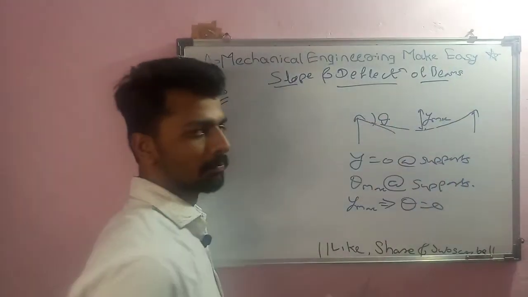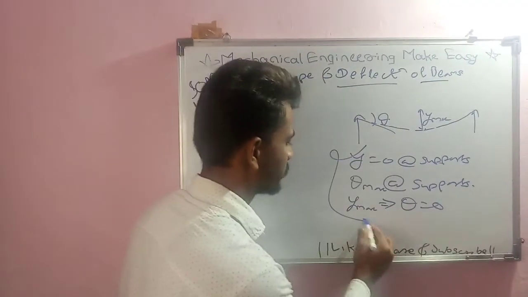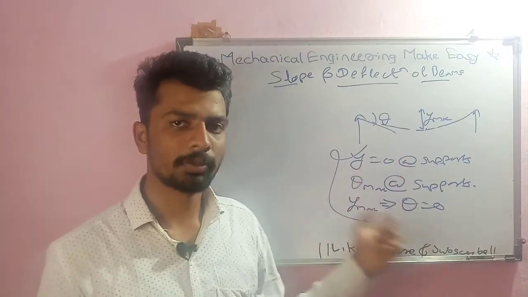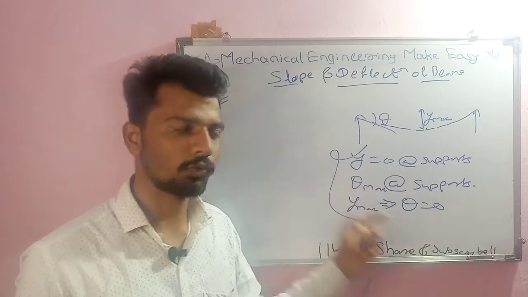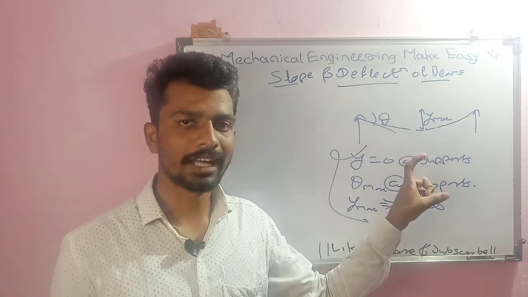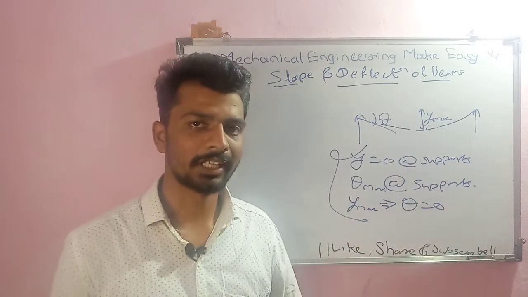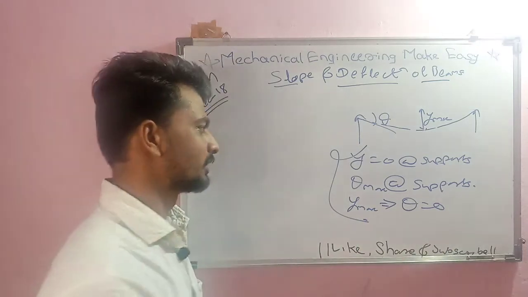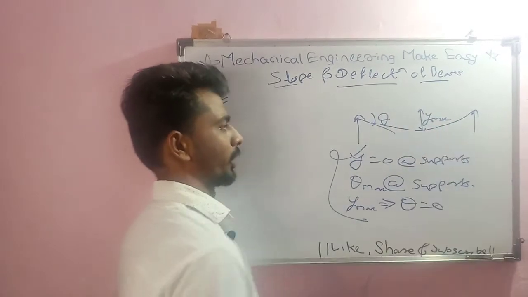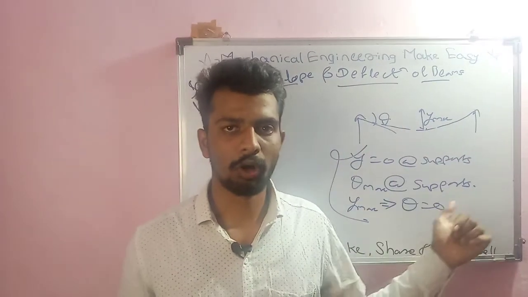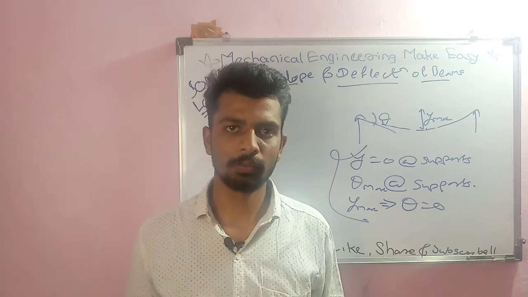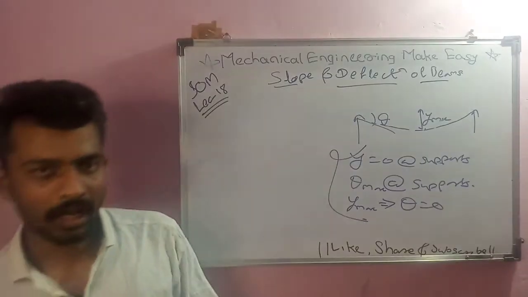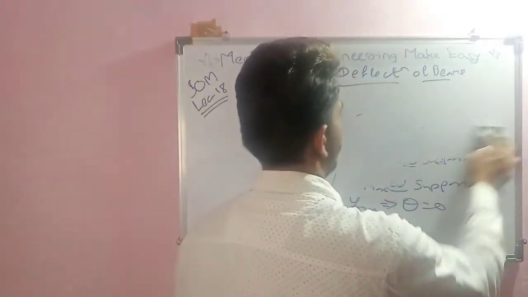In the case of a simply supported beam, these three boundary conditions are there. What are they? y will be 0 at the supports, theta will be maximum at the supports, and at the point of y max, theta will be 0, that is, the slope will be 0 at the position of maximum deflection. So these are the three boundary conditions for a simply supported beam. If you are facing any problem understanding, you can ask me in the comment box. You can contact me on Instagram also; I am providing my Instagram ID in the description.